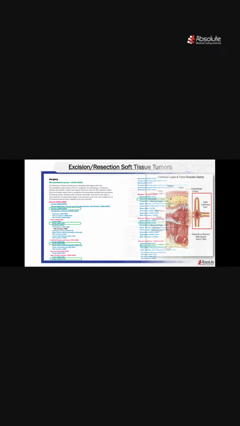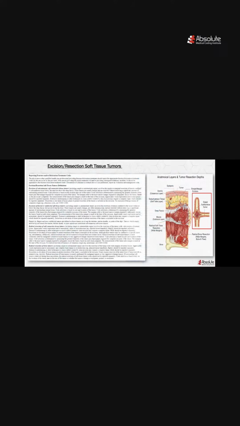Let's talk about the excision and resection of the soft tissue tumor, starting with the definition, because this is where students usually get tripped up. These procedures, as you can see, are divided into four categories, and this division is based on three factors. One, the depth of the tumor. Two, what tissue is involved, and how aggressive the tumor is.